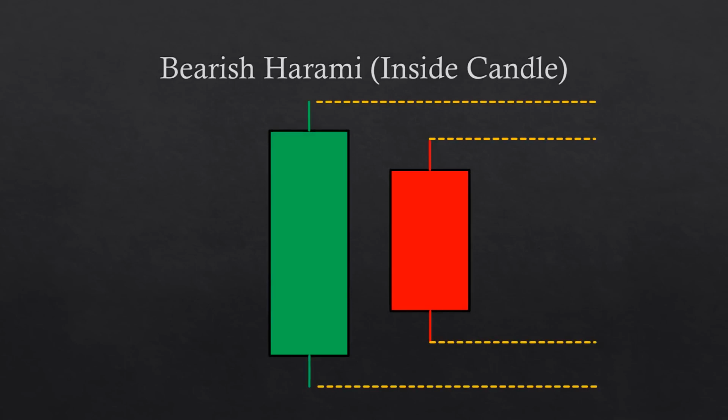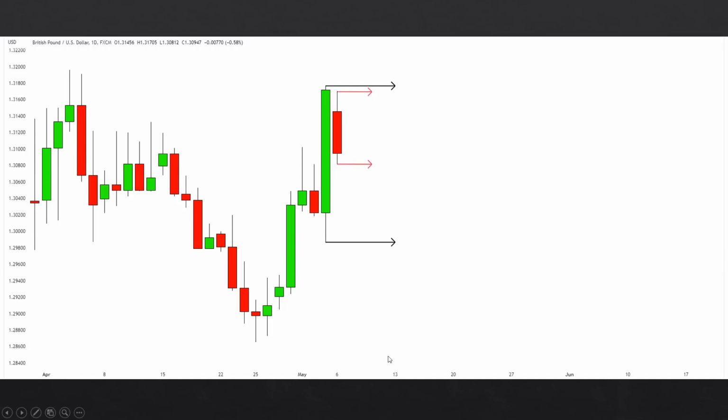This is the shape of a bearish Harami or a bearish inside candle. The most recent candlestick will usually be bearish, but there can be exceptions. Take a look at this daily chart of the British pound versus the US dollar. I have marked the range of the last two candles, the first one in black and the second one in red. Notice how the range of the second candle is completely contained inside the range of the first one. Notice also how price has been rising up to this point. This is a bearish Harami or a bearish inside candle that signals a reversal to the downside.